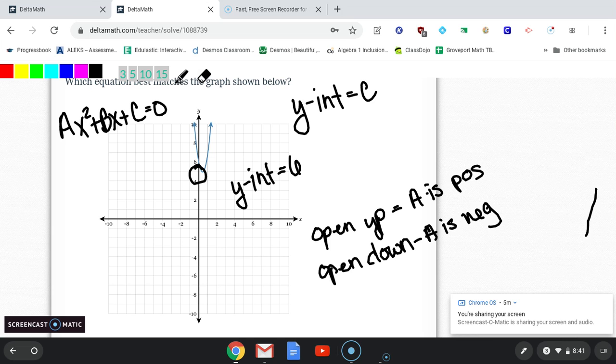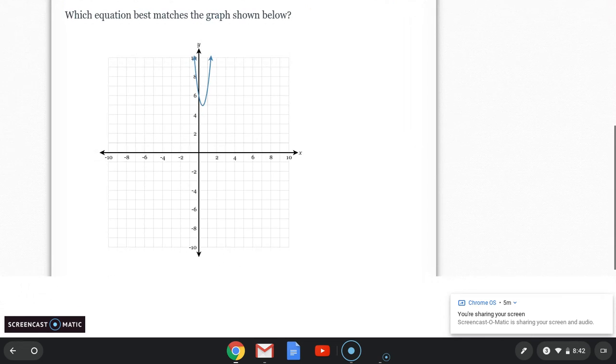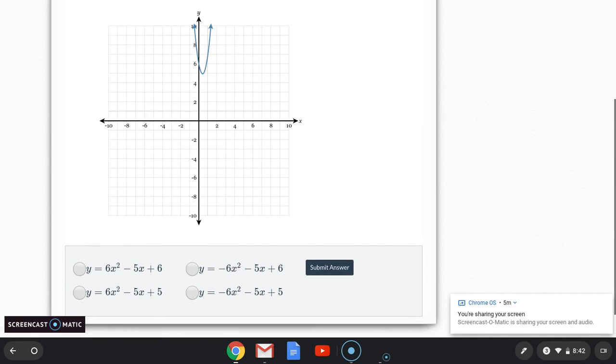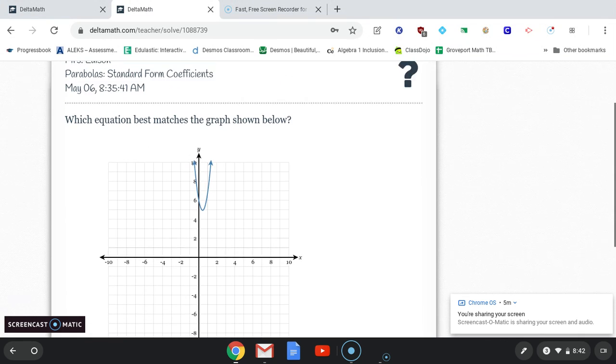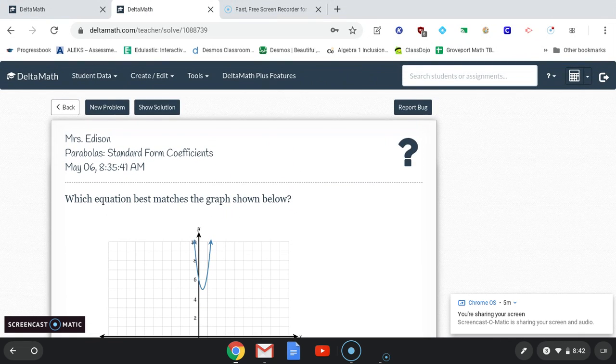So the x squared term is either positive or negative. So opens up, looks like that. Opens down, looks like that. So this one opens up. So that means A is positive, and it would be your first one. Let's look at another one of these real quick. You can also put all those into Desmos and see which one matches up.